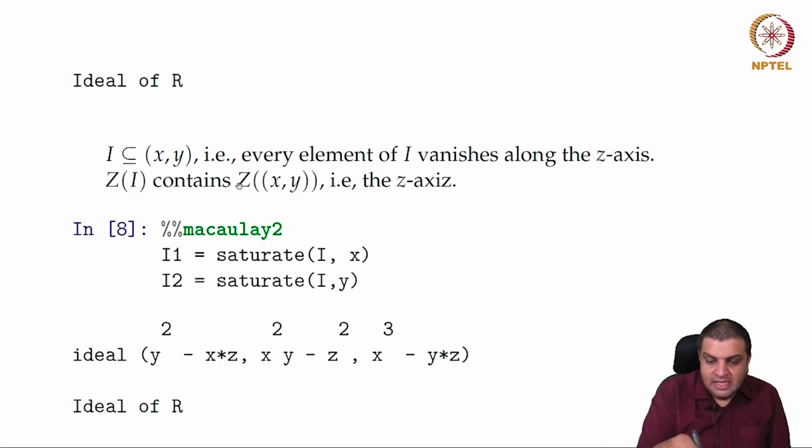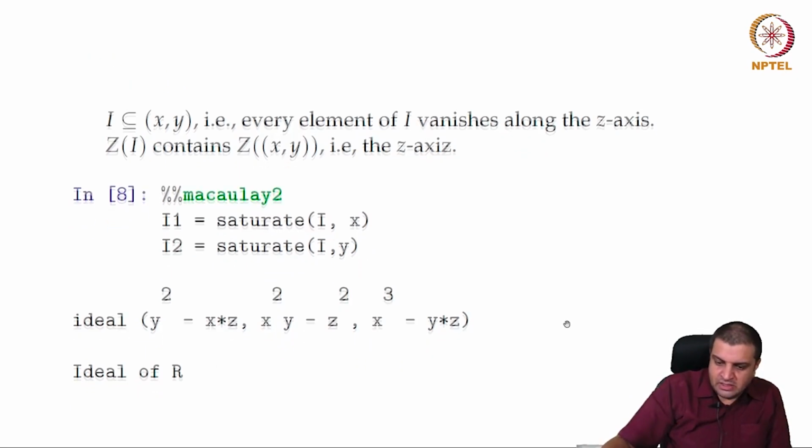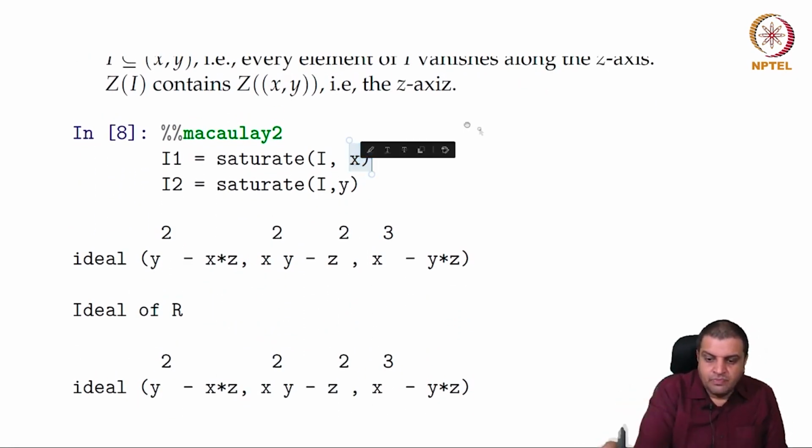So I is contained inside here, so Z of I contains this. But what is this? What is the point where x and y would vanish? It is the z-axis. Okay, so we will try to saturate this ideal one variable at a time. That's what we learned. If you need to remove the component corresponding to x comma y, then we need to saturate this ideal here. We'll see if this is okay. So we'll do it for one generator at a time. Okay, so let's saturate x, and then I2 is saturate y.